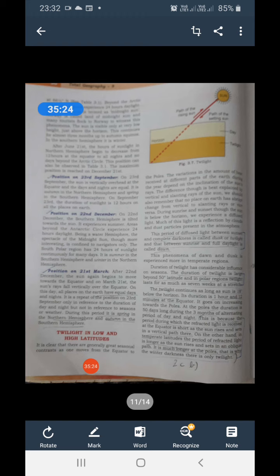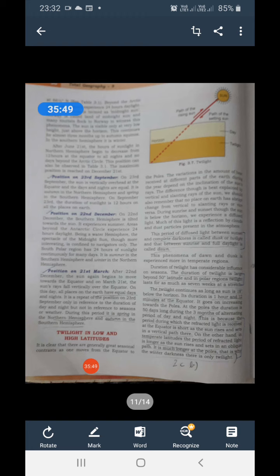This is because the period during which the refracted light is received at the equator is short, as the sun rises and sets in a vertical path there. On the other hand, in temperate latitudes, the period of this light is longer as the sun rises and sets in an oblique or slanting way. So this period of twilight is much longer at the poles.